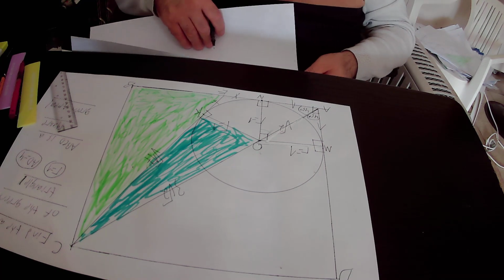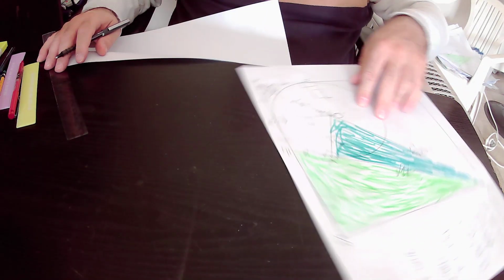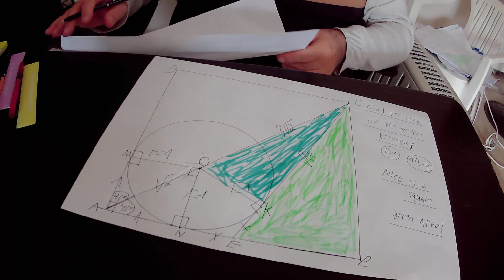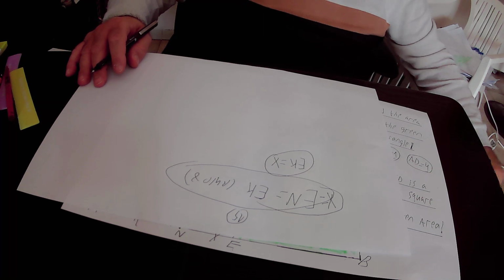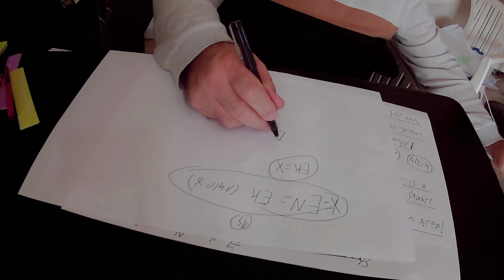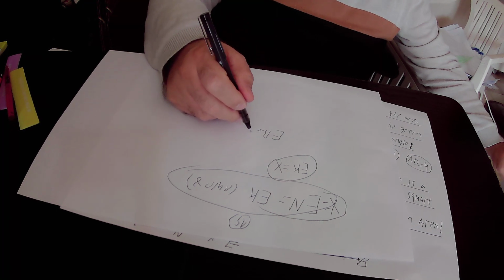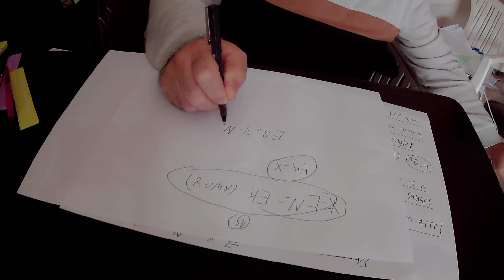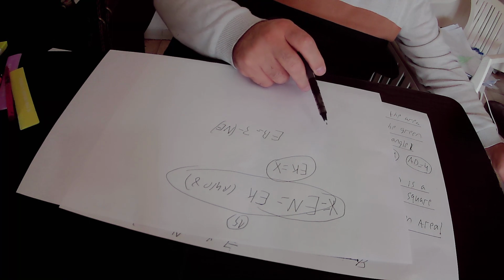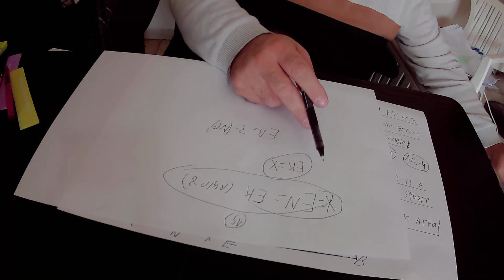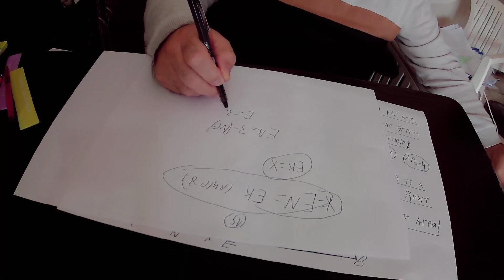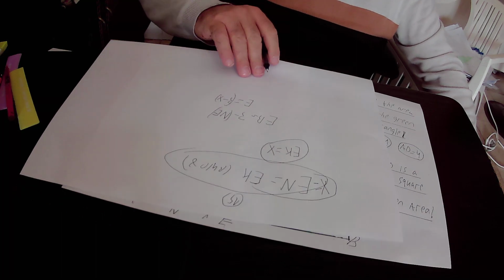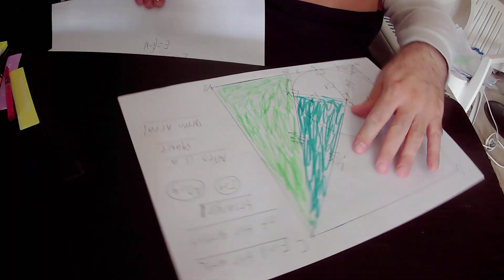So actually here we found out that EB equals 3 minus NE, or EN, and we defined EN as x. So in conclusion, EB will be equal to 3 minus x. So we can write here that EB equals 3 minus x.